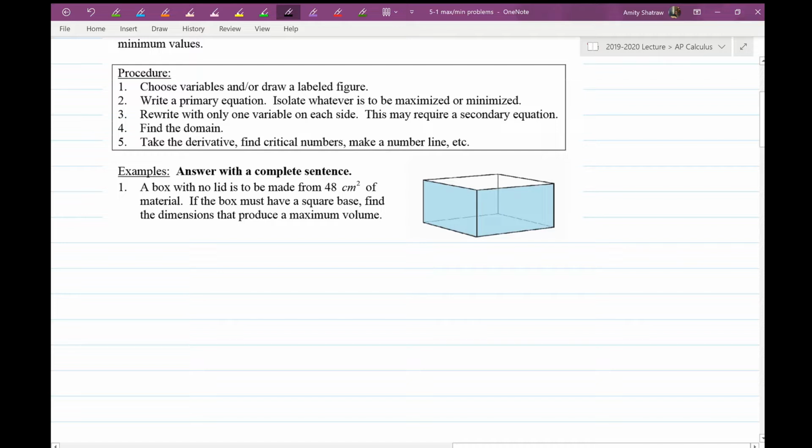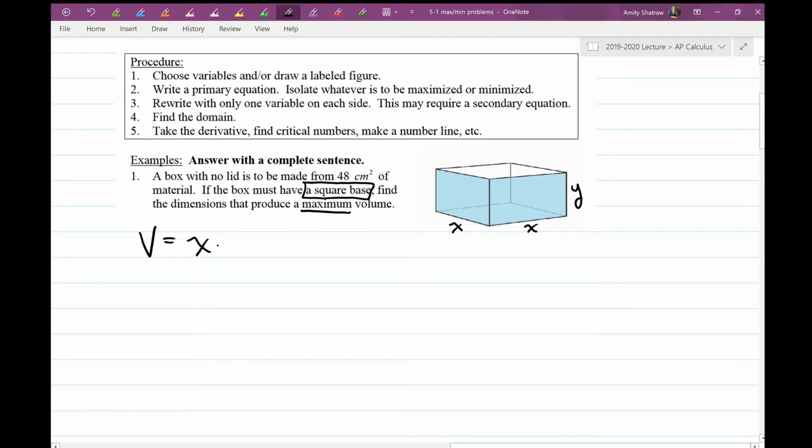Okay, so here we're ready to start the classic calculus problem about the box. We want to maximize the volume of that box. In this case, we've been given a square base, so if this base is square, let's call that x, let's call that x, and let's call that y, the volume will be x times x times y, which gives x squared y.